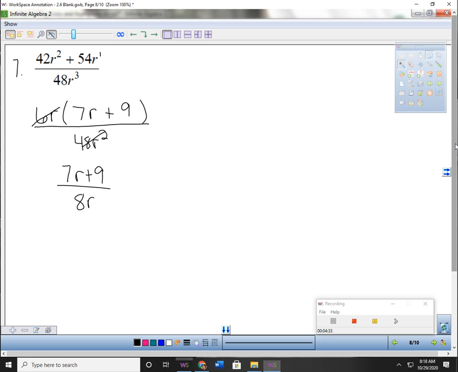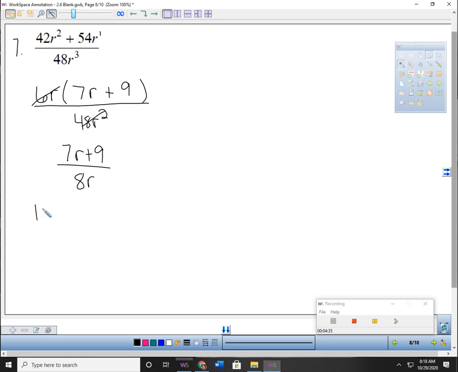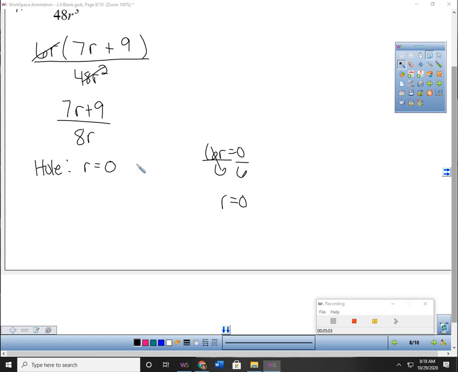Anytime you cancel something with a variable, though, that gives you a hole. So I canceled an r, so if I set that equal to 0, that gives me 0, right? Now, technically you canceled 6r, but even if I set 6r equal to 0, I still get 0, right? I mean, the number really doesn't matter. It's all about the variable, okay? So if it doesn't have a plus or minus sign and you've canceled a variable, then it's just going to be that variable equal to 0, okay?